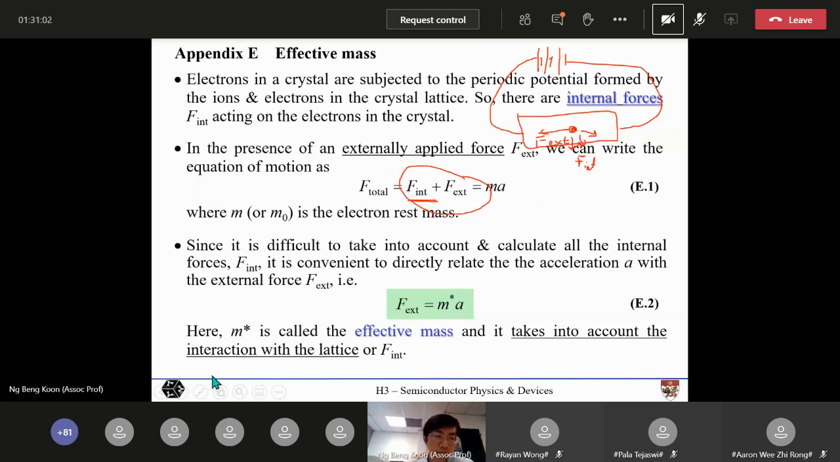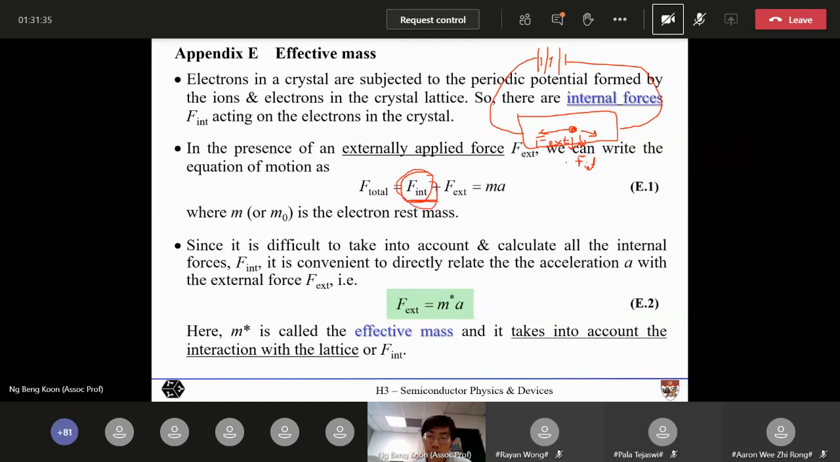But if you use this kind of representation, it is quite tedious, because in addition to the external force that is applied, you also have to take into consideration this internal force, which is troublesome. As the electron is moving, the internal force it experiences from the whole crystal will be changing, because it moves away from one atom and goes towards another atom, so that force component will change. So this component, other than being varying, is also quite difficult to determine.